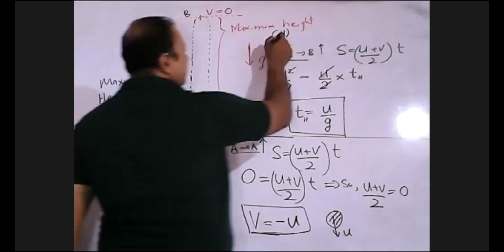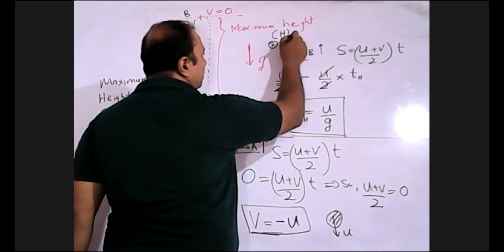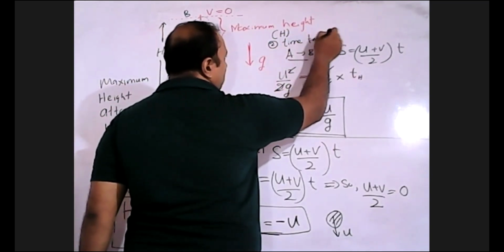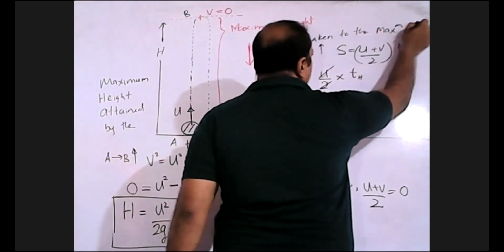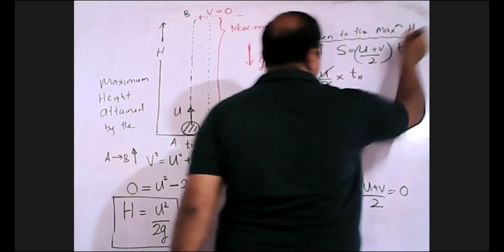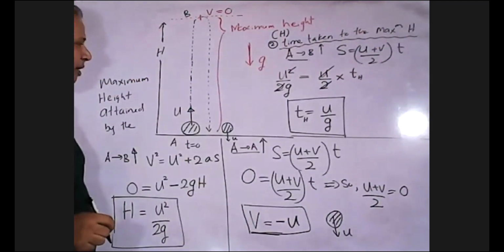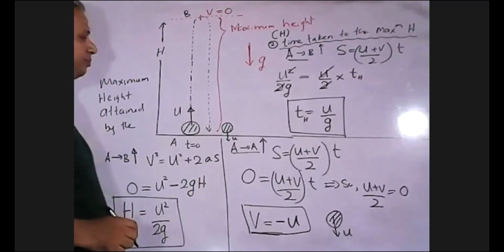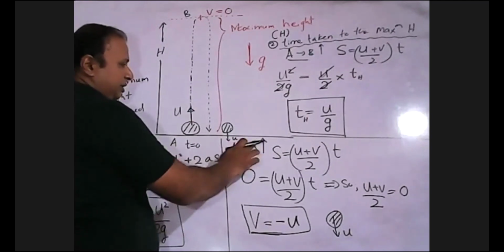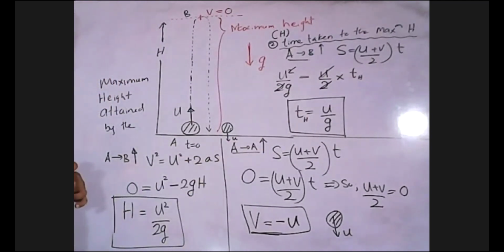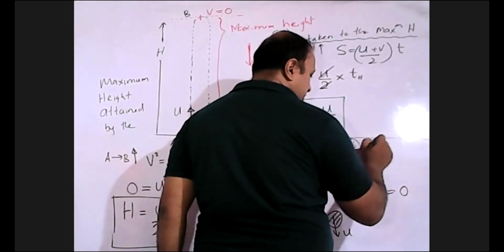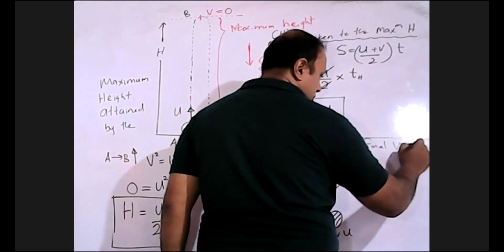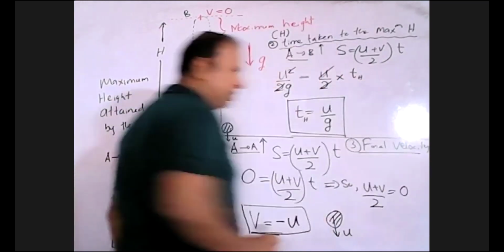The second one is time taken to the maximum height. The third one is the final velocity.